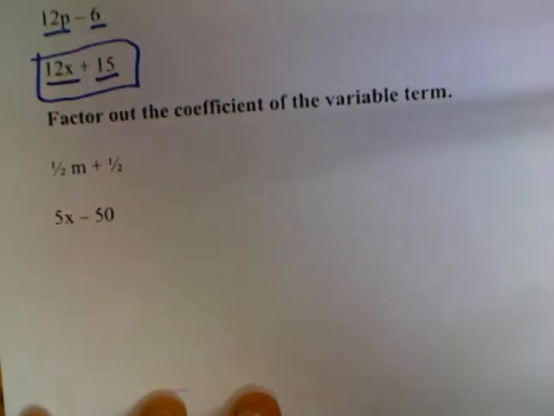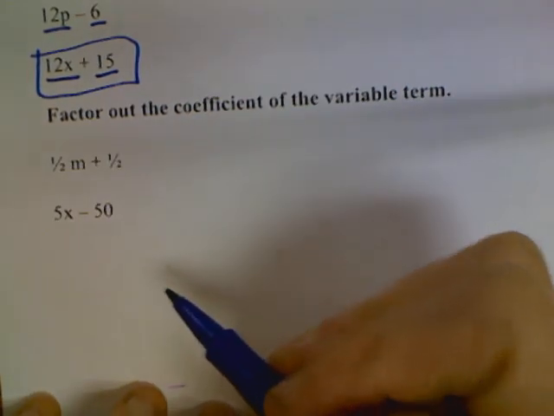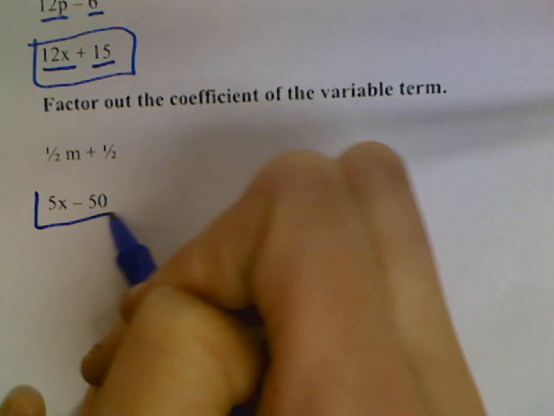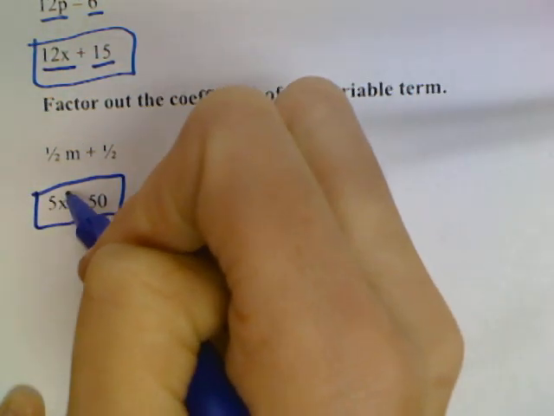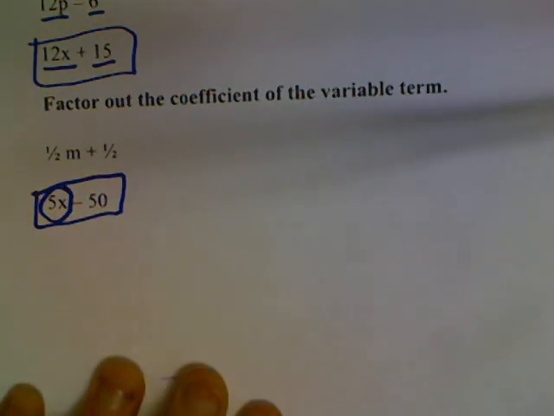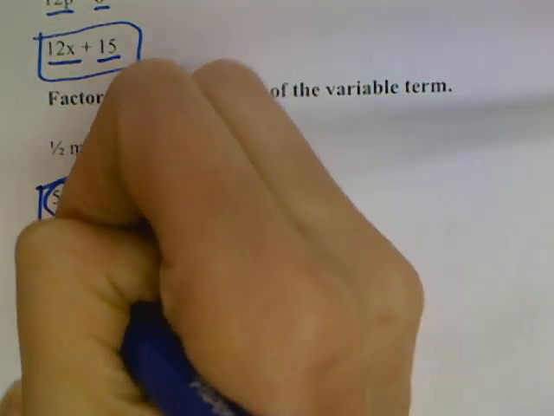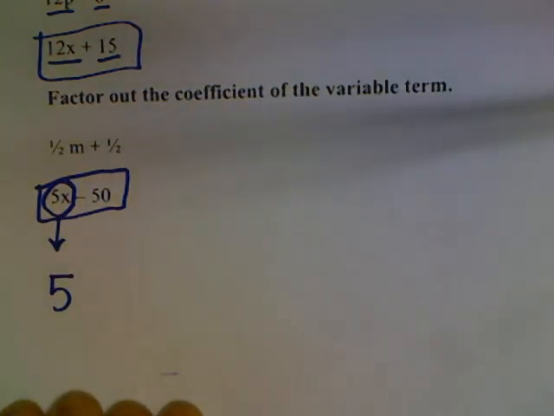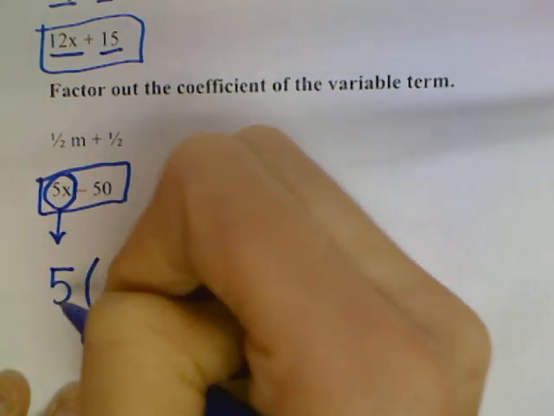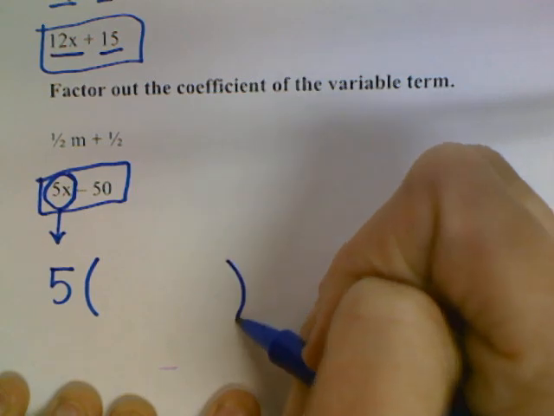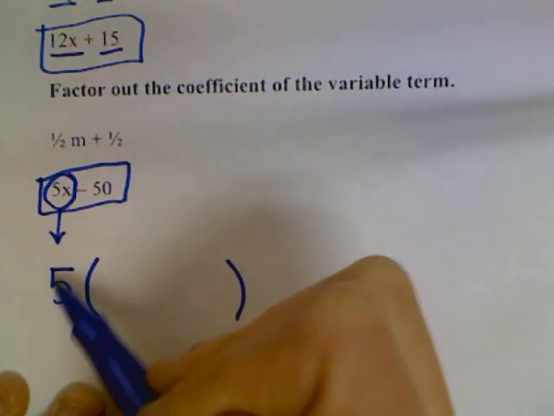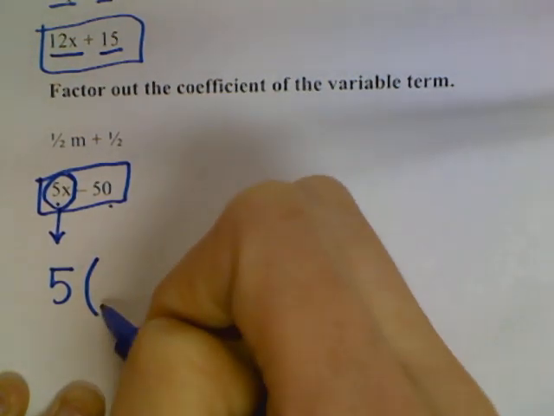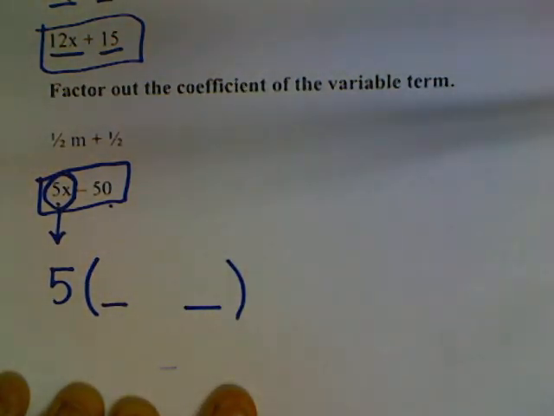First off, we have to ask ourselves, where is our variable? Let's look at this one. So I'm finding my variable term. I've got 5x. So that's my variable term, and my coefficient of x is 5. So I know my 5 is going to be on the outside of my parentheses. That's what it looks like when it's factored out. I know that it's going to be multiplied by two different terms because here I have term 1 and term 2. So I know I'm going to need two terms.